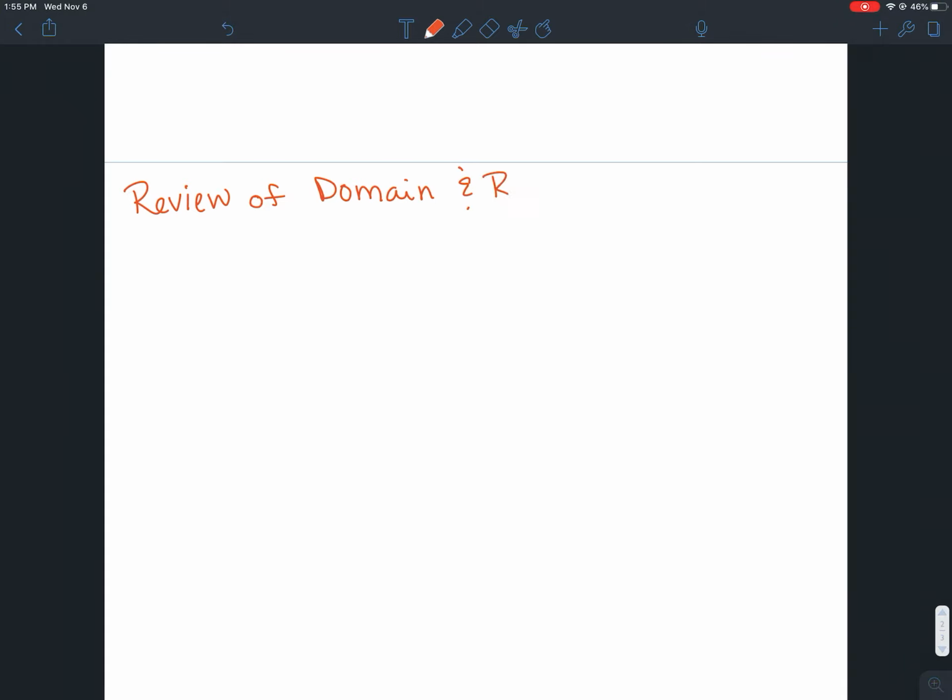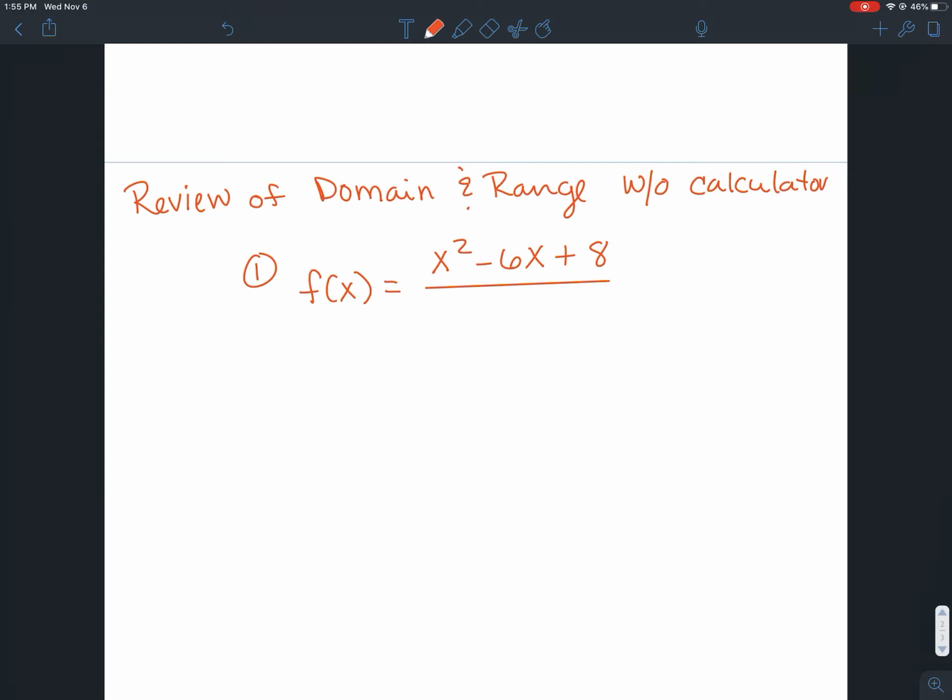Review of domain and range without a calculator. All right, so here's the example. We have f of x equals x squared minus 6x plus 8, and then we have negative 2x squared plus 10x minus 12.